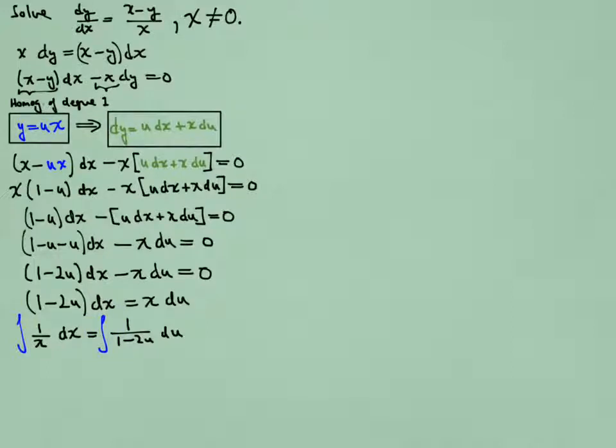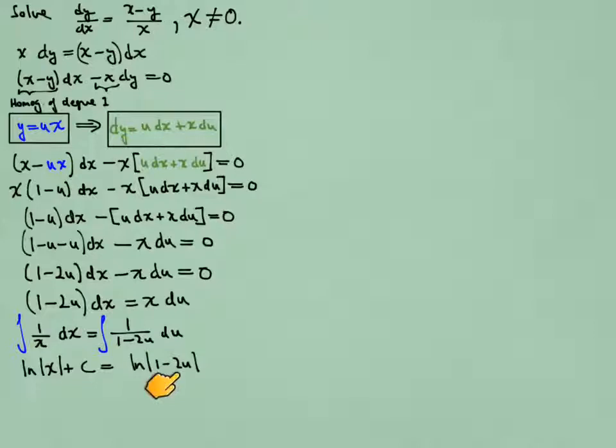So I'm going to integrate both sides, and I'll have the natural log of x on the left, and essentially a natural log on the right. It's linear down here, so it'll be natural log of 1 minus 2u. But I have to do a little bit of an adjustment here.